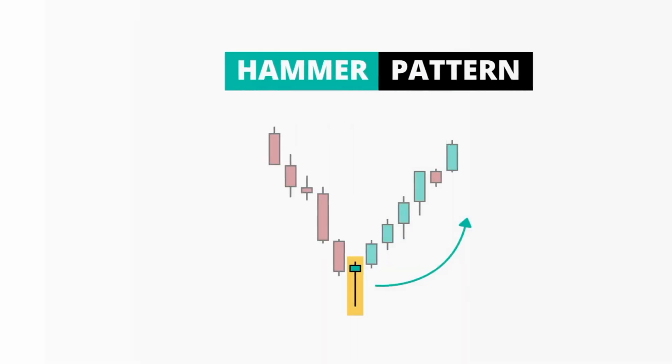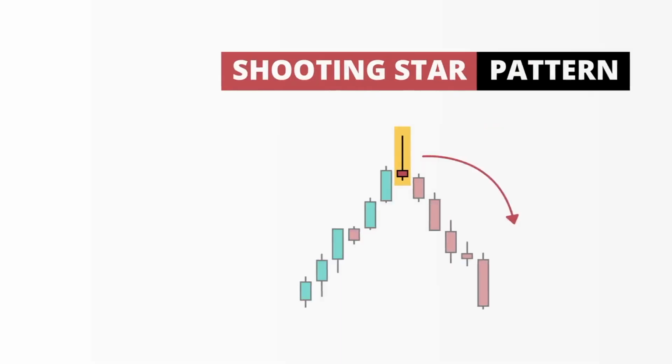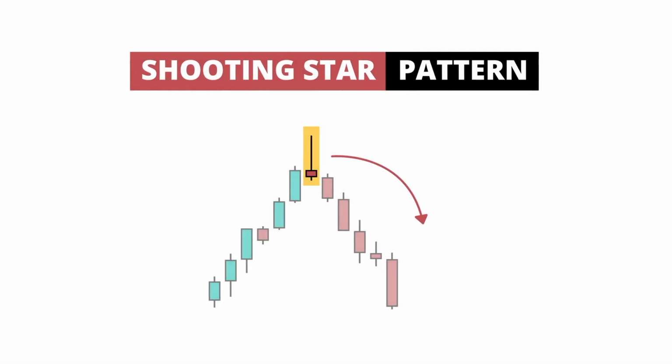Last but not least, the hammer, which is a candlestick with a small real body, a tall lower shadow, which is at least 2 or 3 times the size of the body, and a small or no upper shadow. Price has fallen down to a price level quite far from the opening price and came back all the way up. This is an indication of bullish strength and a possible price reversal to the upside. The opposite of the hammer is the shooting star, which can provide us with great sell opportunities.